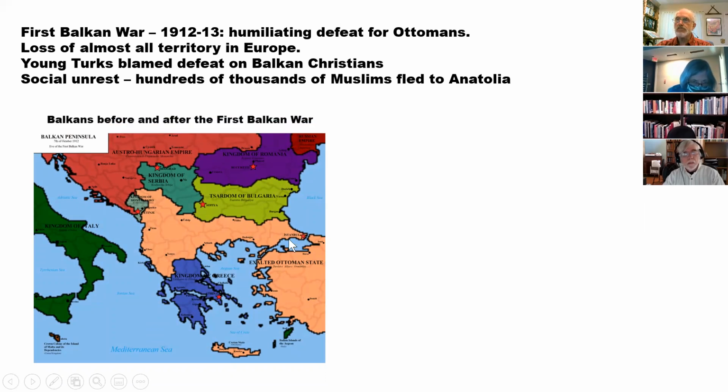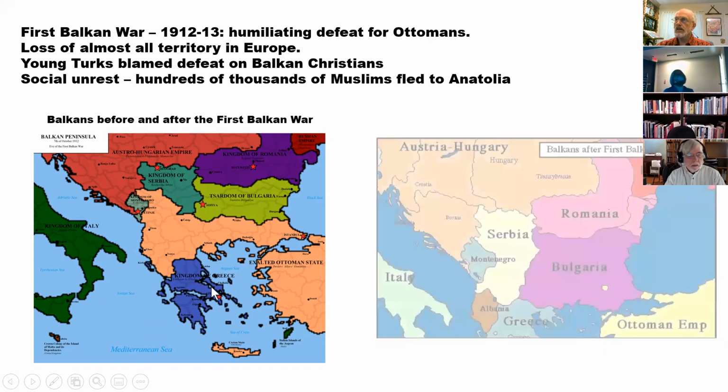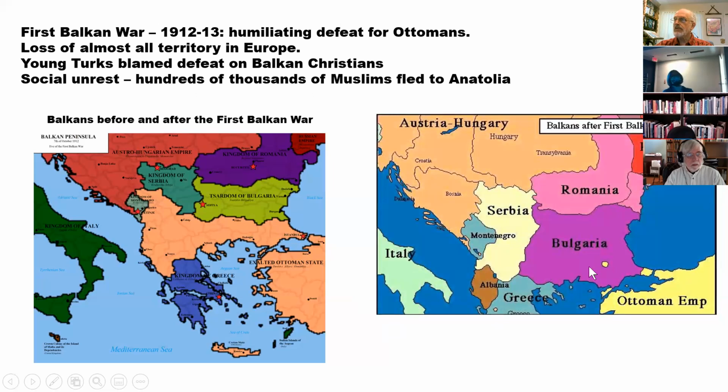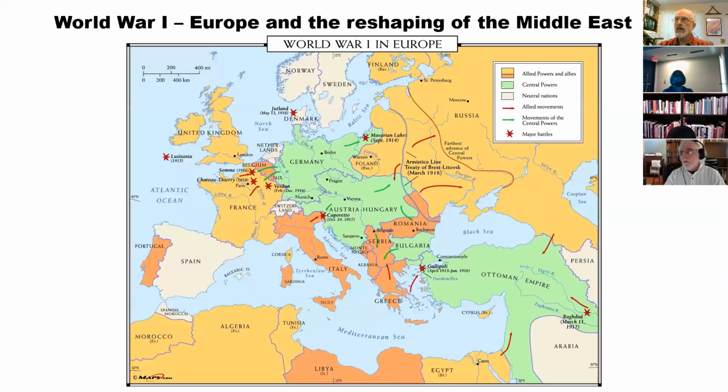So you have this big Ottoman state that still had some territories here, and Bulgaria is smaller than we know it now. Serbia is smaller than what we know it now. Greece is smaller. And well, that's just another map of the same thing to try to get you oriented. Well, then comes World War I.